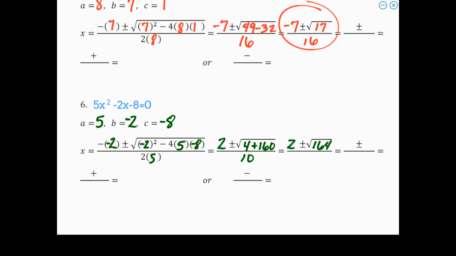is 164 a perfect square? Yes. No, it is not. Okay, what factors do I have of 164 that I can make into 2 radicals like we did on Friday to simplify it?